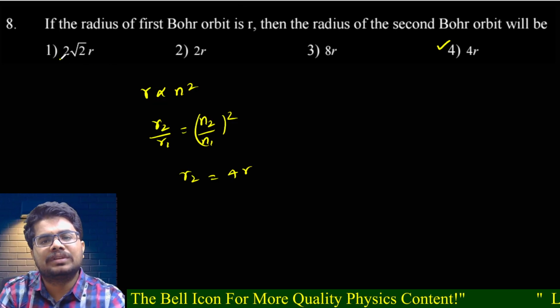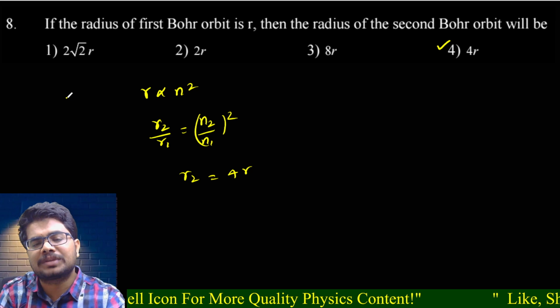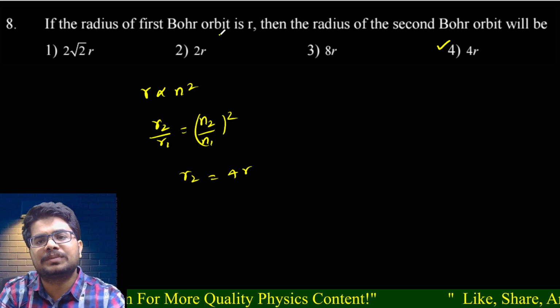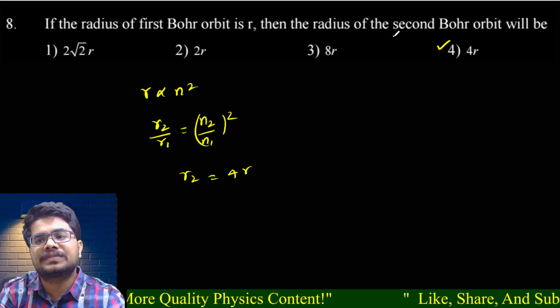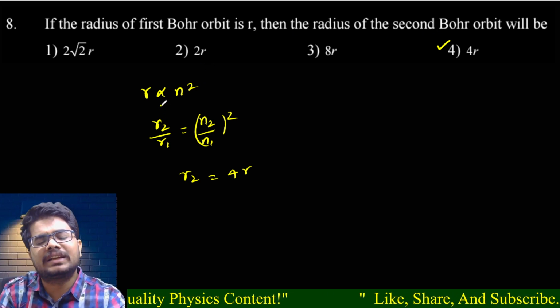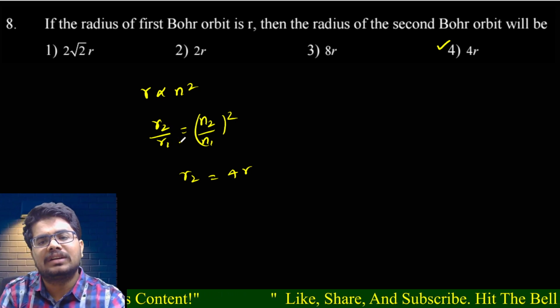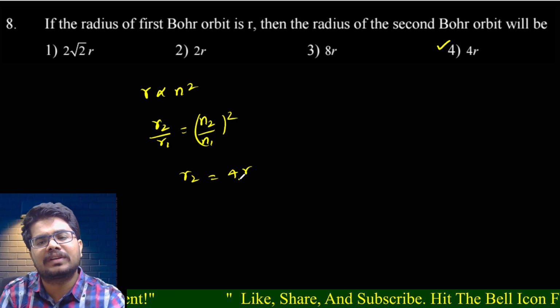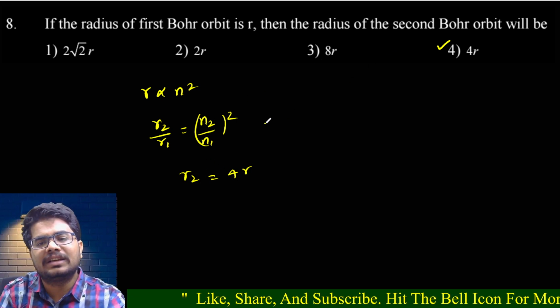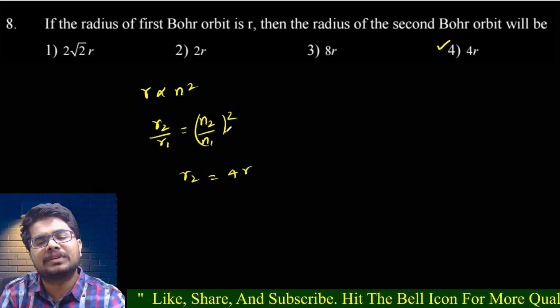Fine. Now this question is also based on NCERT only. From the atoms chapter they asked: if the radius of the first Bohr's orbit is r, then the radius of the second Bohr's orbit will be. We studied that radius is proportional to n square, na, just proportional to, remember. So r2 by r1 equal to what you can write? n2 by n1 whole square. So r2 equals, n2 value is 2, na? So 2 by 1 whole square is nothing but 4 by 1, na?